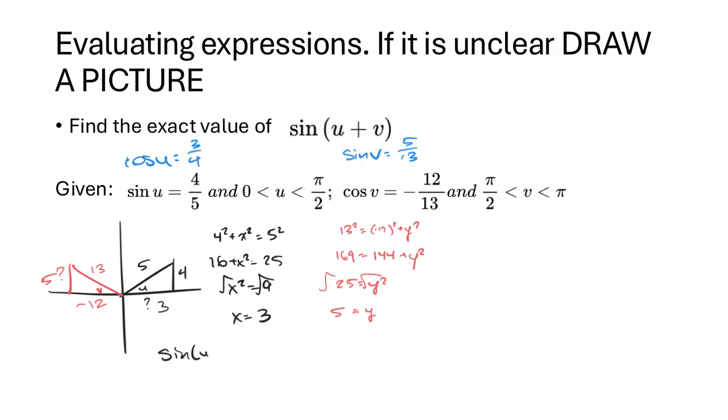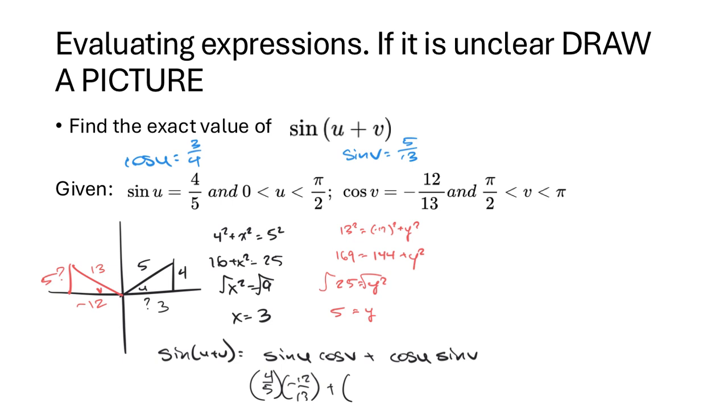Sine of u plus v equals sine of u times cosine v plus cosine u sine v. Now I have values for these that I can plug in, right? So I do that. I replace these values. Sine of u, we were told, is 4/5. Cosine v, we were told, is negative 12 over 13.